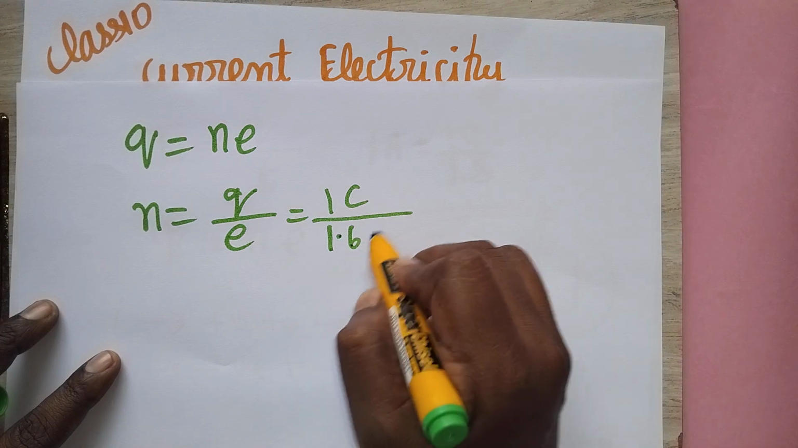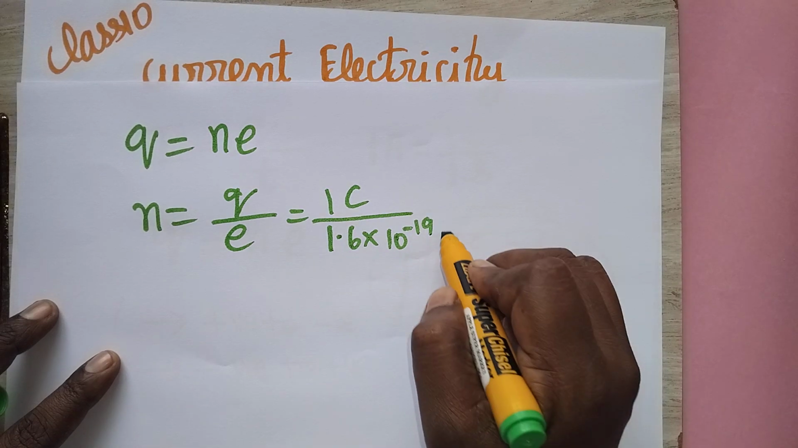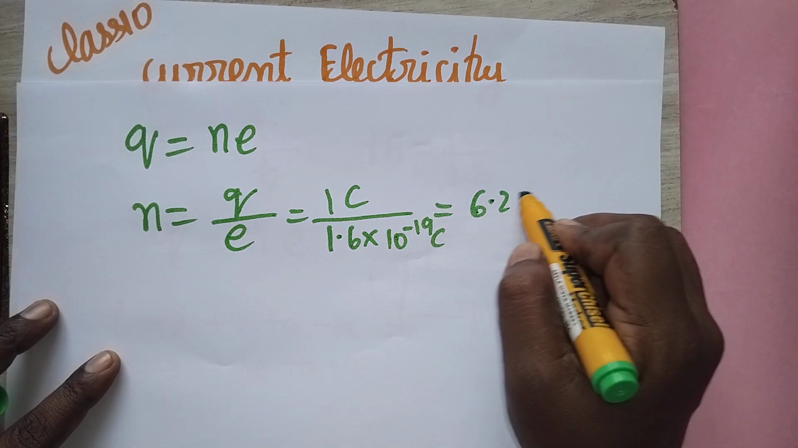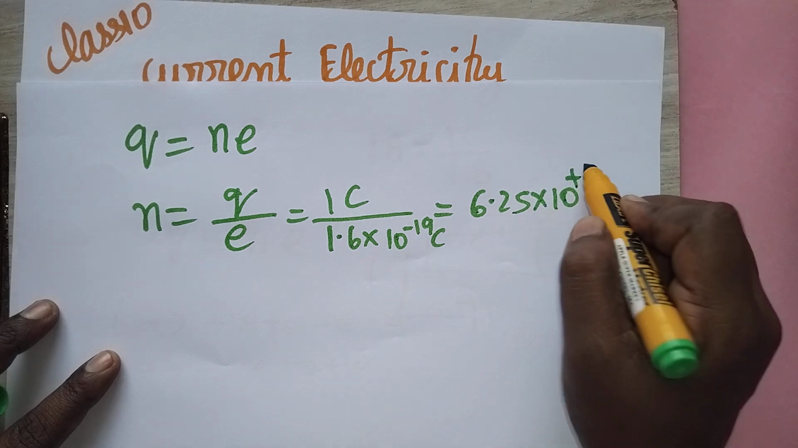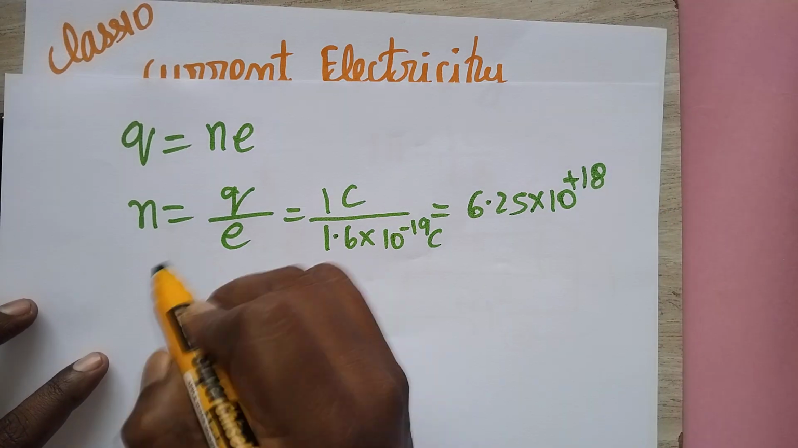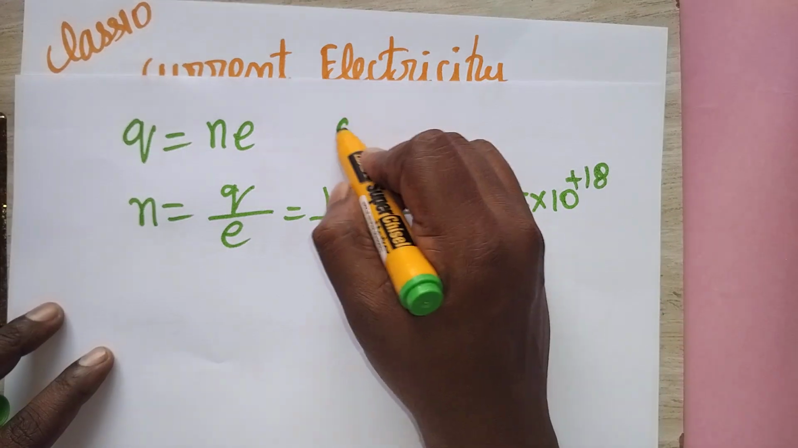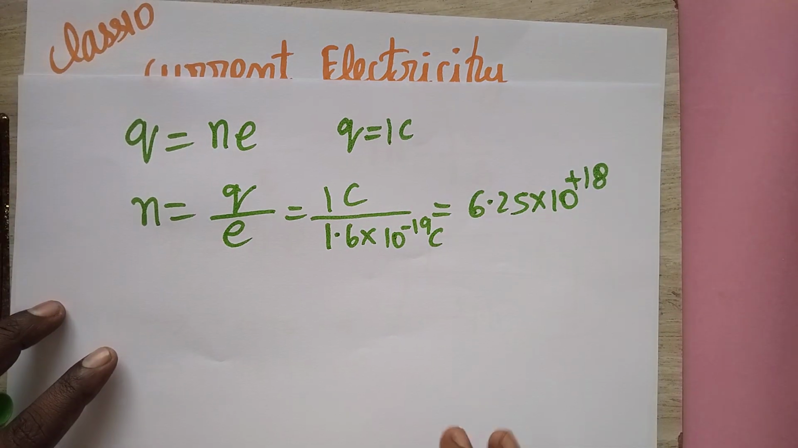Charge of an electron is 1.6 into 10 power minus 19 coulombs. This is going to be 6.25 into 10 power plus 18 electrons. This many electrons have to flow for the charge to be 1 coulomb.